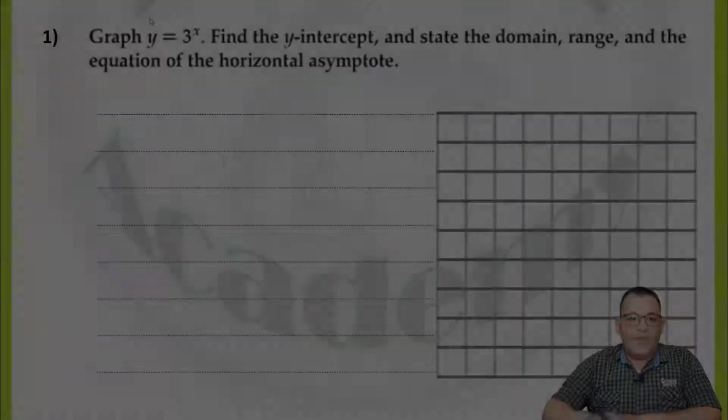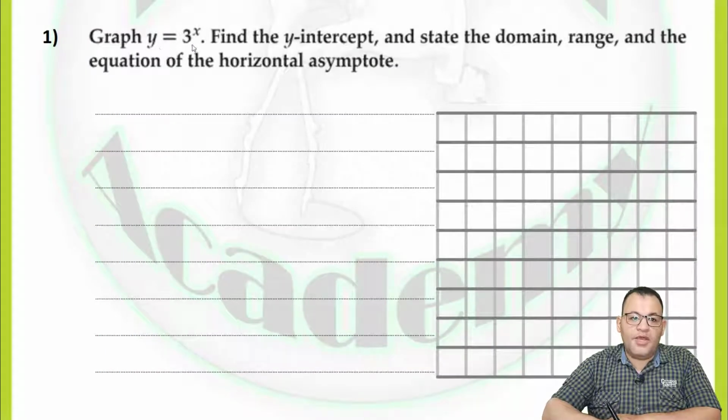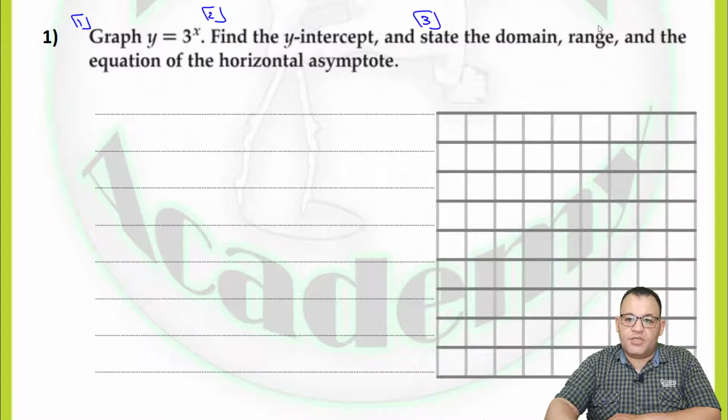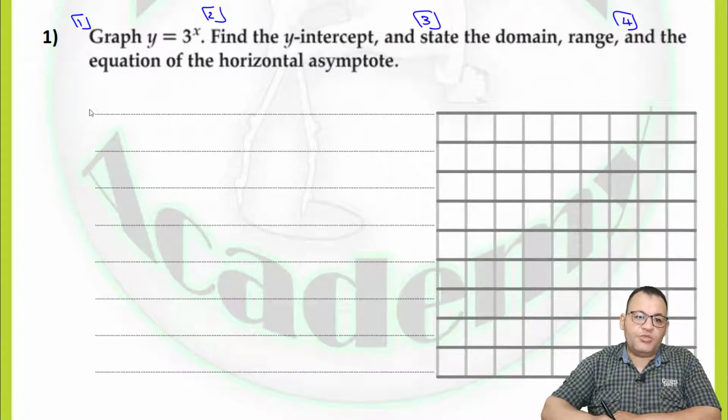In this problem, we need to graph the equation y equals 3 to the power x. That's the first part of the question. Then we need to find the y-intercept and state the domain and range. That's the third one. Then we need to find the equation of the horizontal asymptote. That is the fourth requirement. So step number 1, we need to graph.